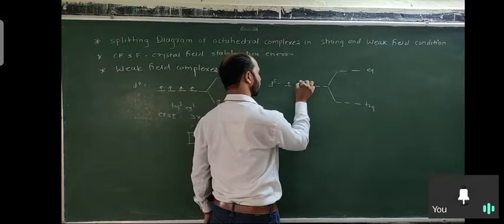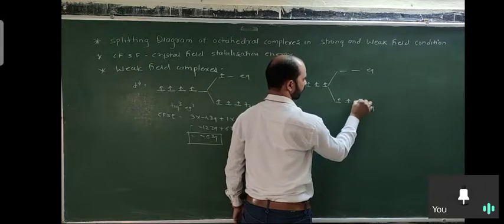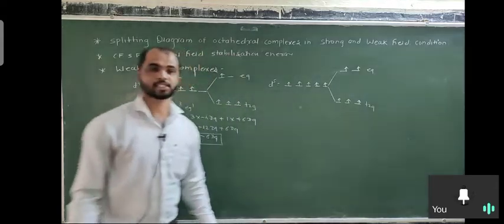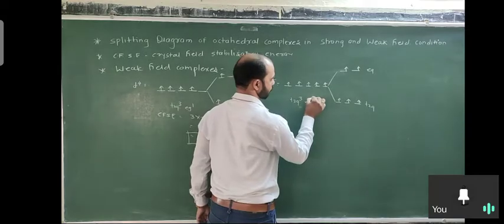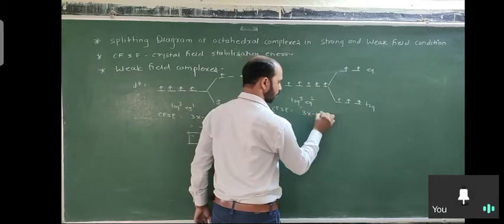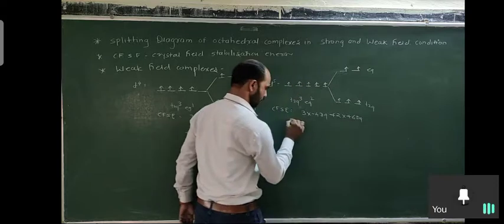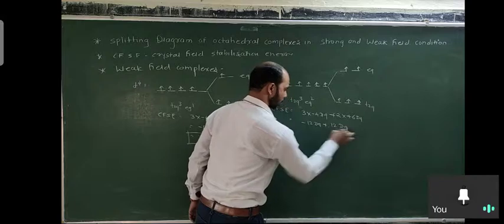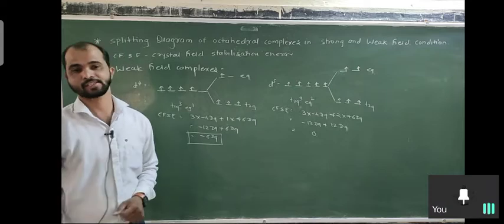One, 2, 3, 4, 5. So first, second, third, due to weak field condition, fourth one and fifth one enter into the EG set. So electronic configuration, T2G has 3, EG has 2. So CFSE is 3 into minus 4 Dq plus 2 into plus 6 Dq. So the answer is minus 12 Dq plus 12 Dq, so again the answer will be 0. So CFSE for D5 in a weak field condition is again 0.